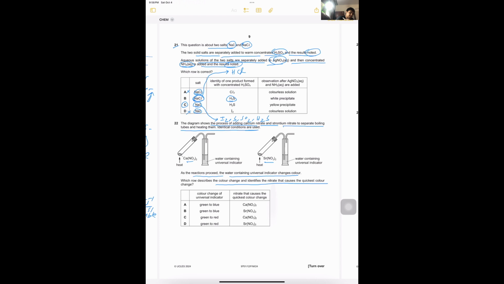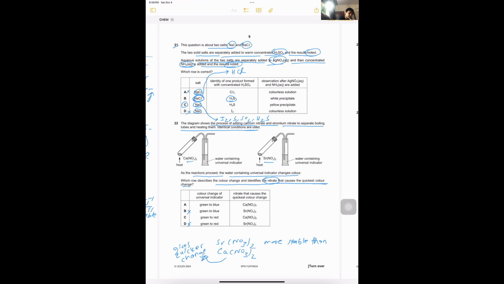Okay, first let's see which nitrate will cause the quickest color change. So down group 2, thermal stability of nitrate increases. So strontium nitrate is more stable than calcium nitrate. So calcium nitrate gives quicker change in color. So answer will definitely be something between A and C.